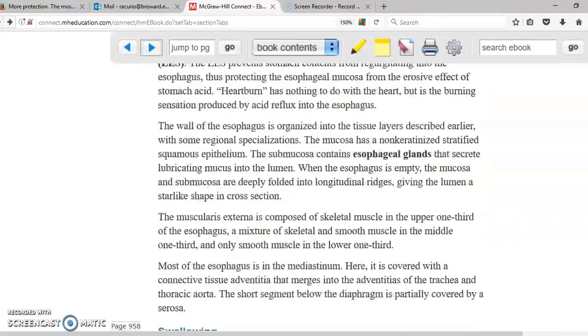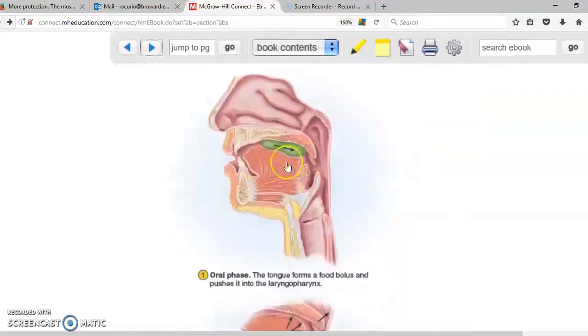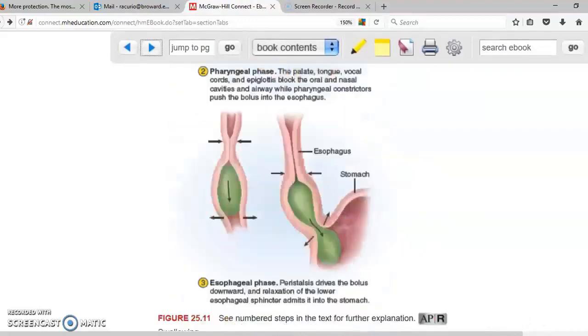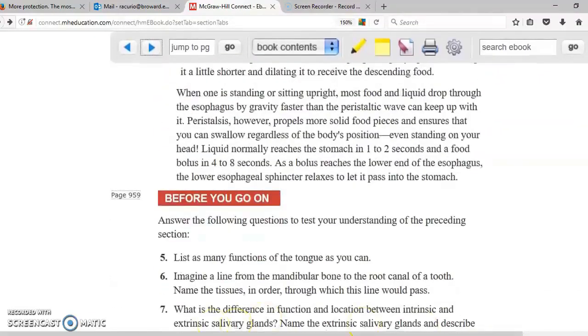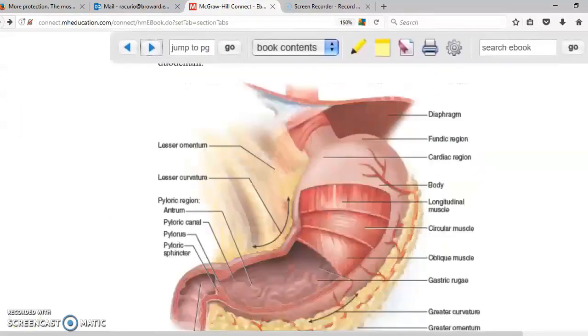We keep scrolling down. Swallowing initiates in your mouth. See here in green how the food starts going down from your mouth. That's the oral phase. It goes into your pharyngeal phase, and then goes down into your stomach through the esophageal phase. Keep scrolling down. You have in there the same things that I just mentioned. And then that's it for this item. The next item in this chapter is the stomach. So might as well use this figure.